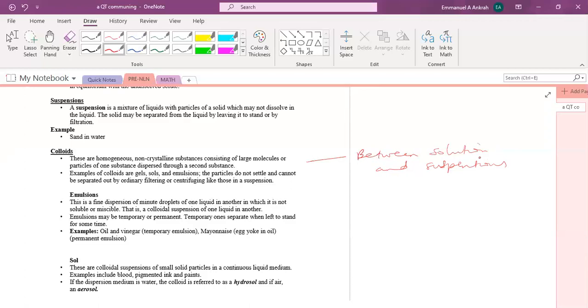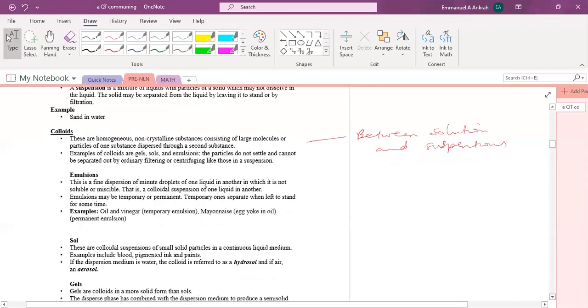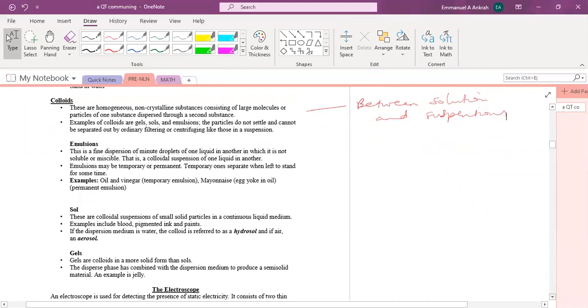And then the sols. Sols are colloidal suspensions of small solid particles in a continuous liquid medium. So this time you have solid particles in a liquid medium. For example, blood has small particles suspended in the liquid, which is plasma. Pigmented ink and paints have solid particles suspended in a continuous phase. Those are examples of sols.